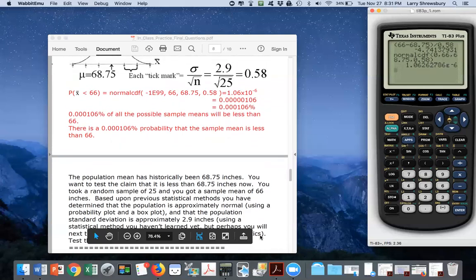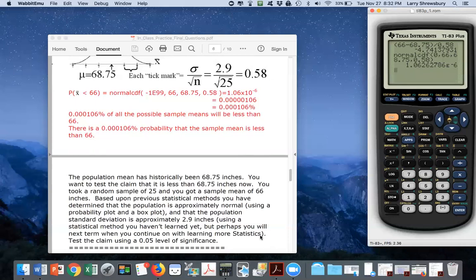Let's look at this. The population mean has historically been 68.75 inches for this particular population. You want to test the claim that it is less than 68.75 inches now. Test a claim, huh? That sounds like a hypothesis test. You took a random sample of 25 and you got a sample mean of 66 inches. Based upon previous statistical methods, you have determined the population is approximately normal, and the population standard deviation is approximately 2.9 inches. And we're going to test the claim at a 5% significance level.